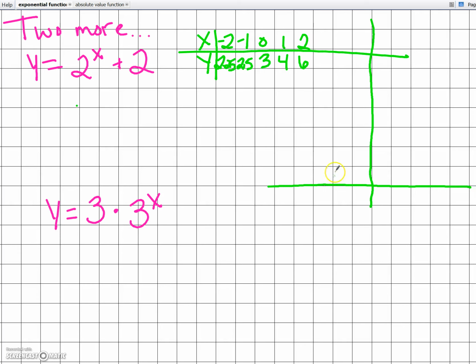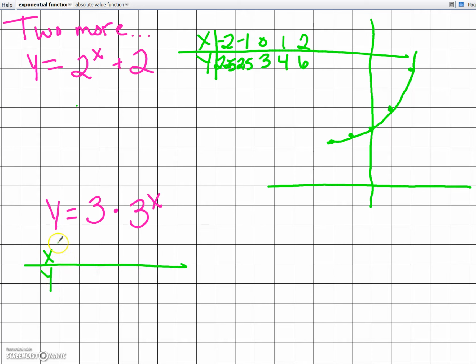We need to go negative 2, up 2.25. We go negative 1, we go 2.5. Go 0, 3, 1, 4, 2, 6. Again, this one is going to give us that half of the parabola. So we are in good shape. Remember, right now all we're learning is how do we take this equation and then how do we graph it. Alright, so let's do the same thing here.